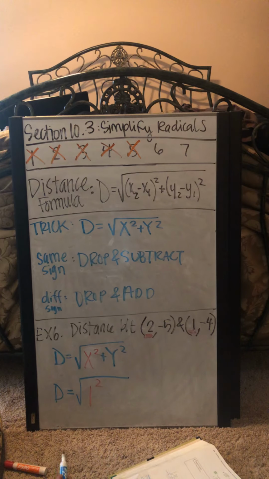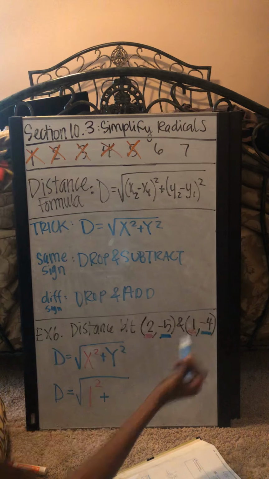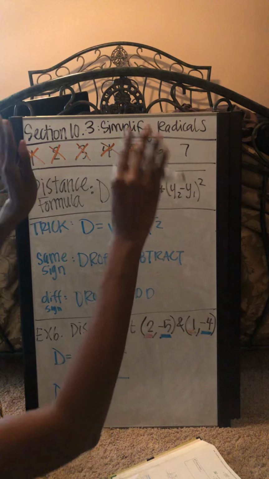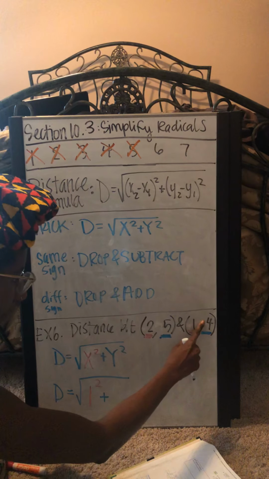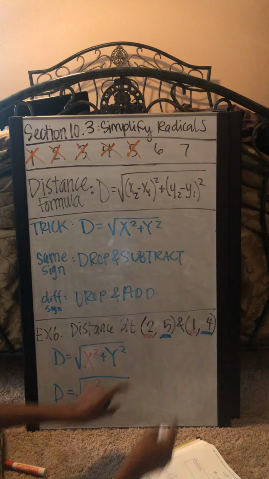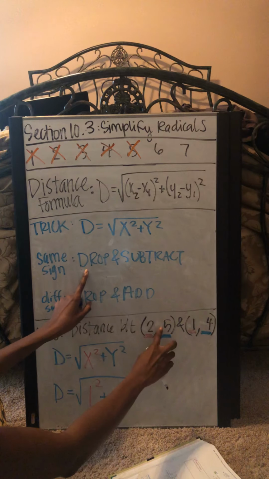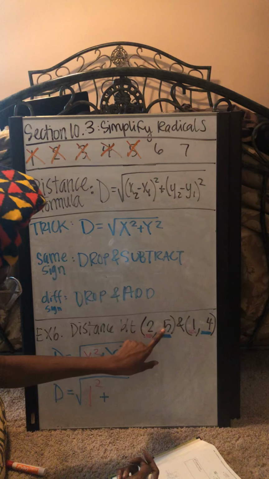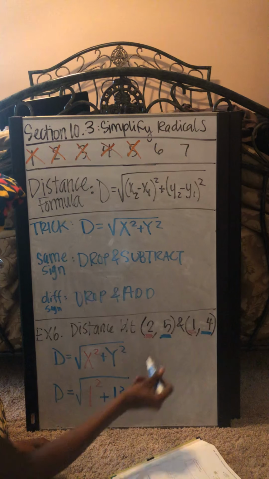And now we do our y's. We have negative 5 and negative 4. Those are the same sign. So we drop the signs. So now it becomes positive 5 and positive 4, and then we subtract still. Same sign means drop and subtract. So 5 minus 4, again, is 1. Okay?